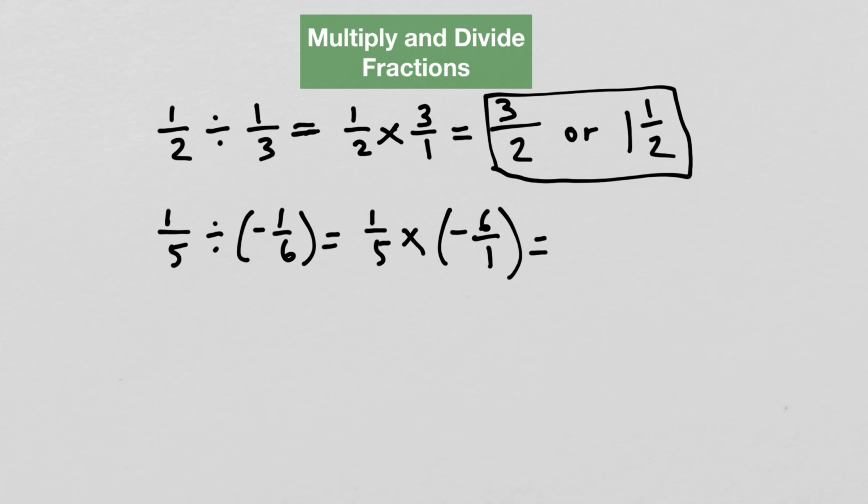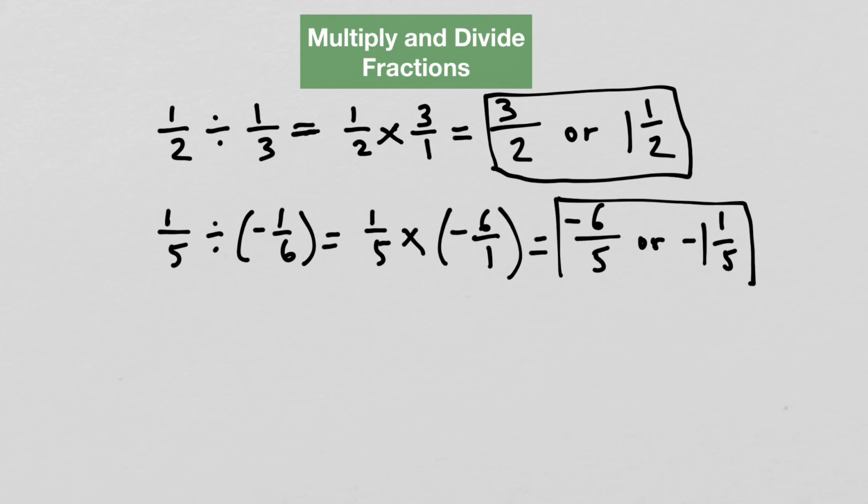Now we just multiply across the numerator and then multiply across the denominator. So 1 times negative 6 is negative 6. 5 times 1 is 5. And negative 6/5 is your answer. Or, to put it in mixed number mode, it is negative 1 and 1/5. Okay?